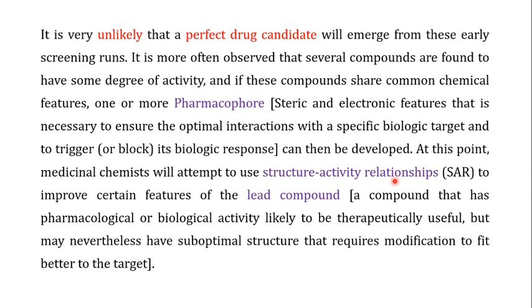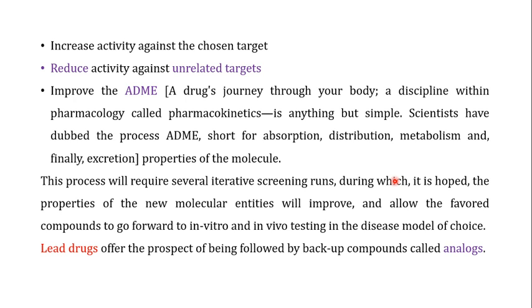Now, how they can improve the interaction of the lead compound with the target is that they can increase the activity against the chosen target by modifying the drug, or by modifying the lead compound. They can also reduce the activity against unrelated targets. That means they will modify the ligand or the lead compound in a way to increase its activity against the chosen target and reduce its activity against the unrelated targets.